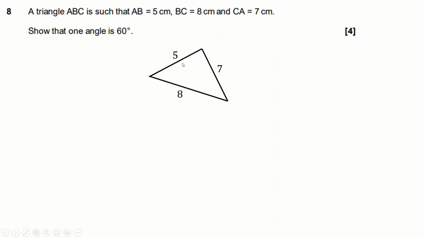Show that one angle is 60. Now, it's clear that you're supposed to do some cosine, but which angle do you set the cosine rule up for, if I call these A, B, and C? Because if you do it for the wrong one, you won't find 60, and then you'll have to find some others, and that will be some extra work, which we don't want to do.